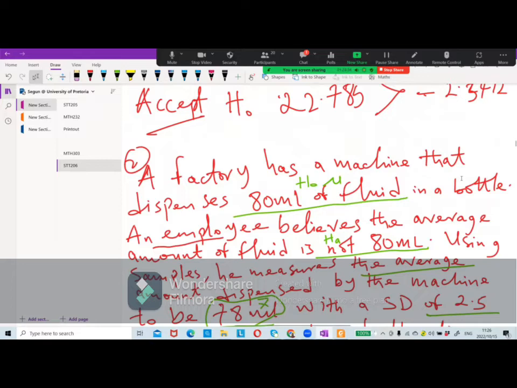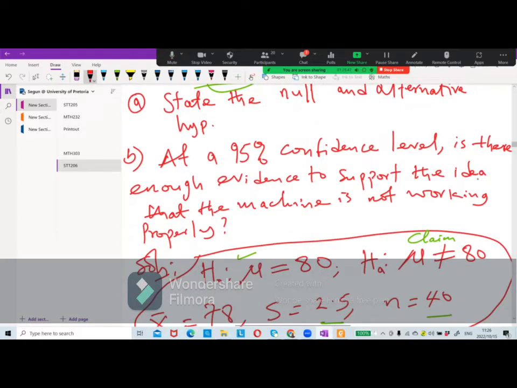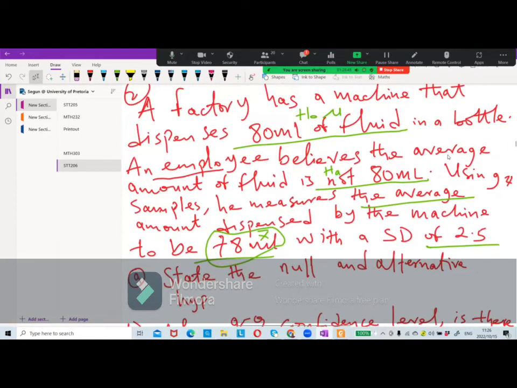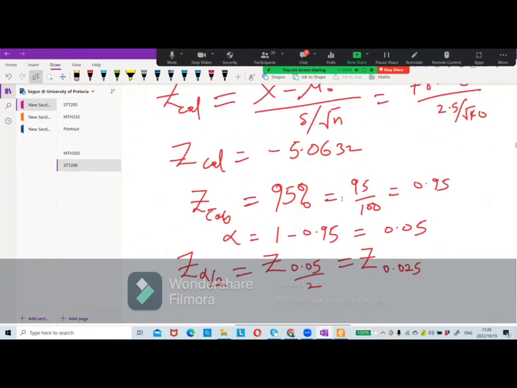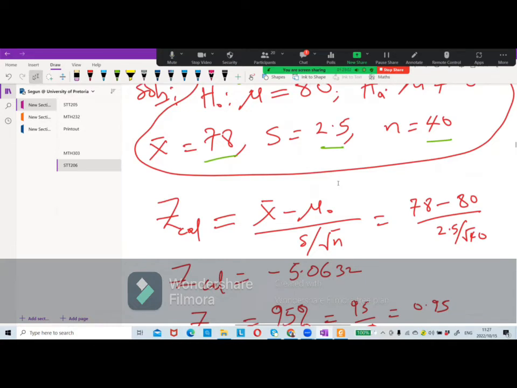Are you getting it now? Yes, sir. This is the way, using 40 samples. Let me write it here. Using 40 samples, he measured the average, and so on, to the end. So the same formula we are using, what has changed here is the same. So you have Z calculated.